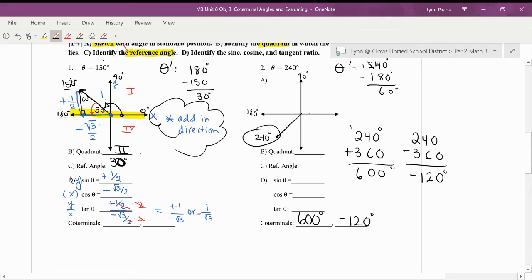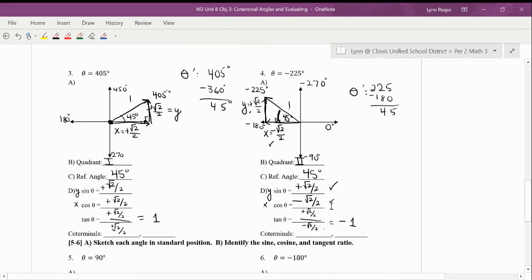So what that means is I can go a full 360 and then another 240. That's where the 600 came from. Or I can just start here and go the short distance, which would be, instead of going forward 360, go back 360. So I'm going to subtract it, and that would give me a value of negative 120. Okay, now let's do one more here.